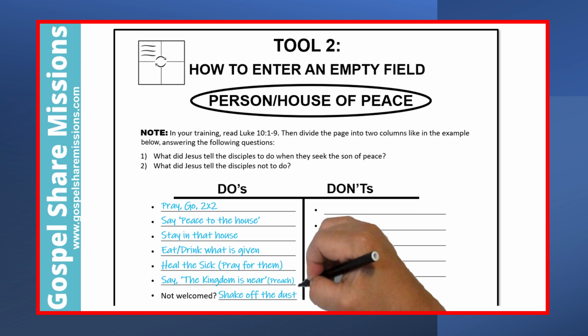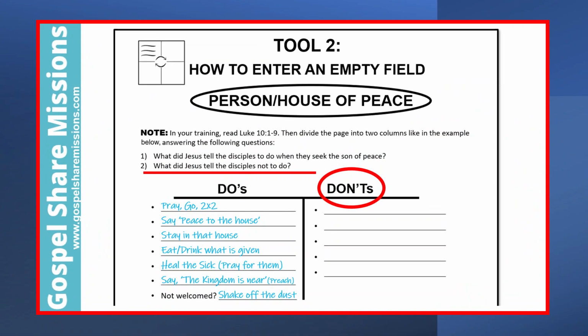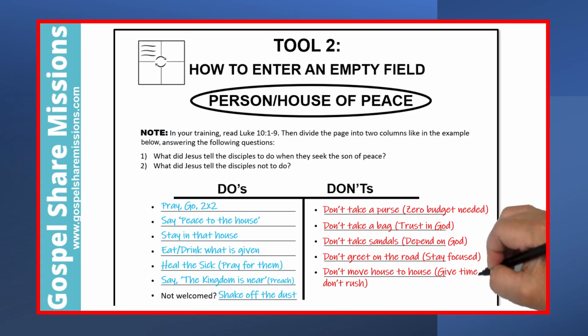Not welcomed? Shake off the dust. Now, in this same passage, what did Jesus tell the disciples not to do? Ask them to write in the blank spaces. Don't take a purse, 0 budget needed. Don't take a bag, trust in God's provision. Don't take sandals, depend on God. Don't greet on the road, stay focused, don't get distracted. Don't move house to house. Give time, don't rush.